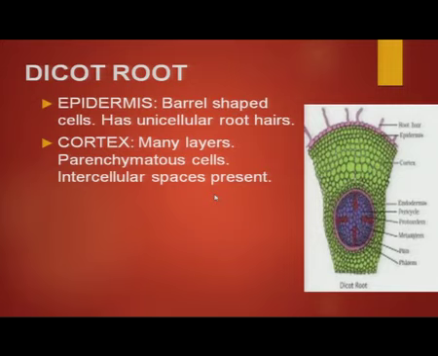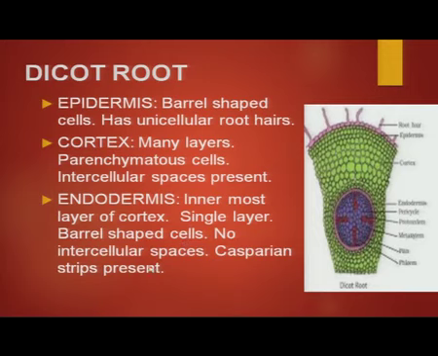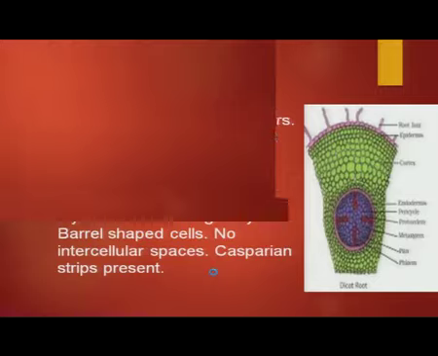Cortex is many layers thick, is made up of parenchymatous cells and has intercellular spaces. Endodermis is the innermost layer of the cortex. Here, this layer will be known as endodermis. It is only a single layer of cells, but the cells are barrel shaped with no intercellular spaces. A special feature, that is the Casparian strips, are present here.